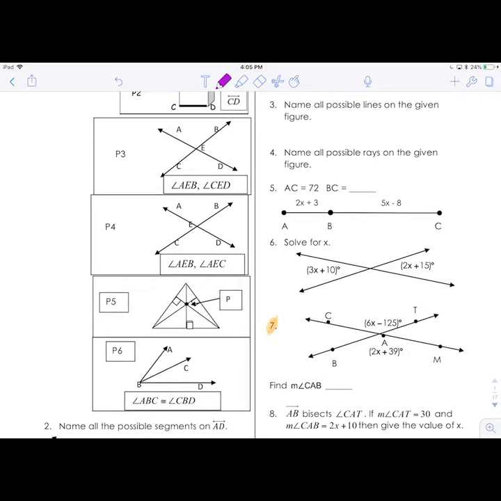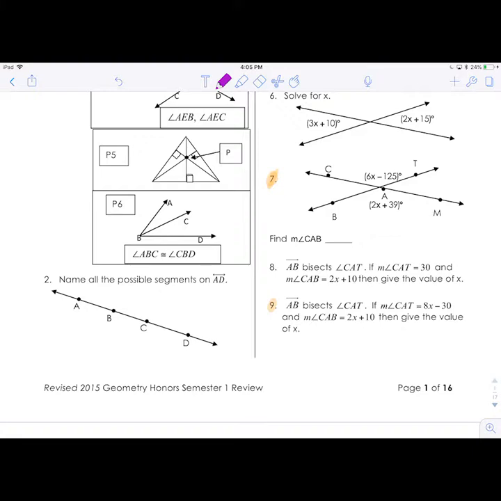Alright, so I went through and highlighted them, so I'm just going to do them in order, and I'm probably going to have to break this video up into two different videos.